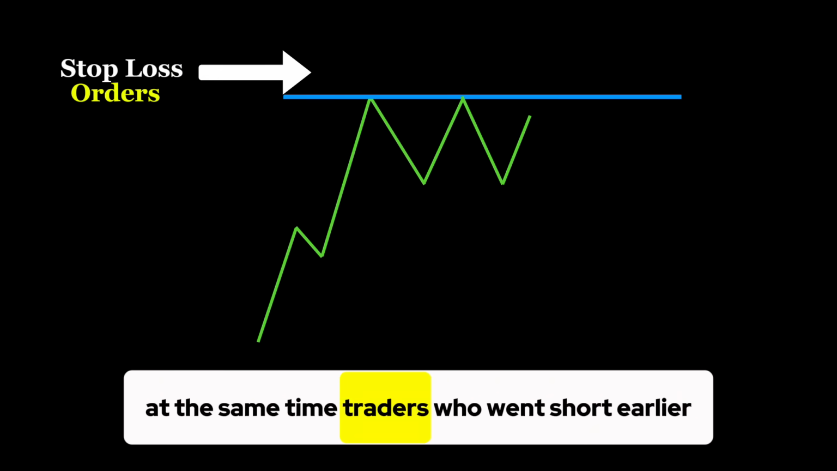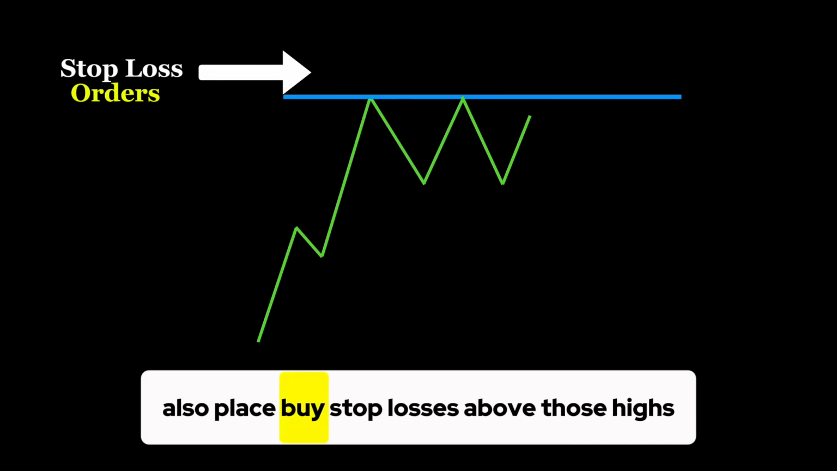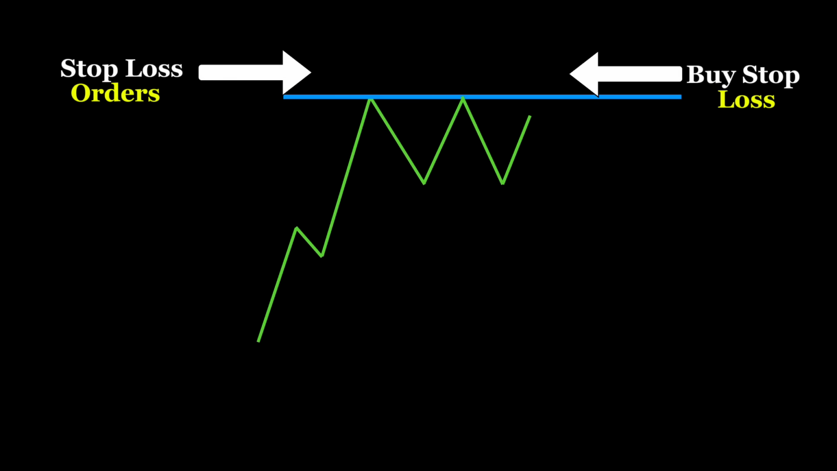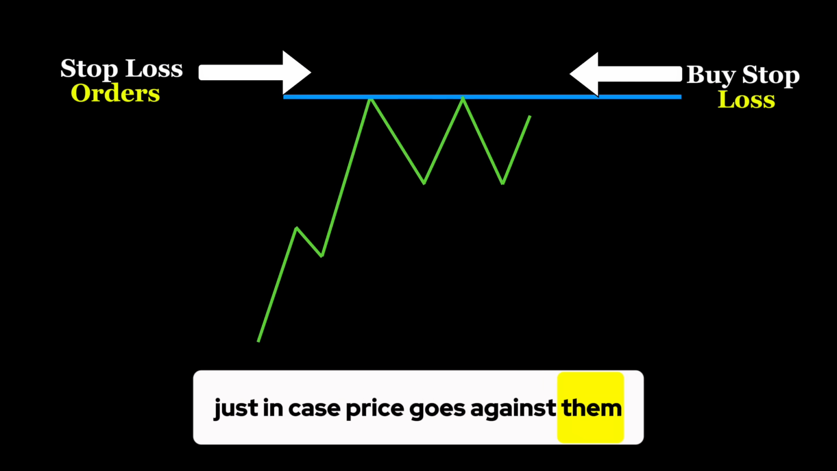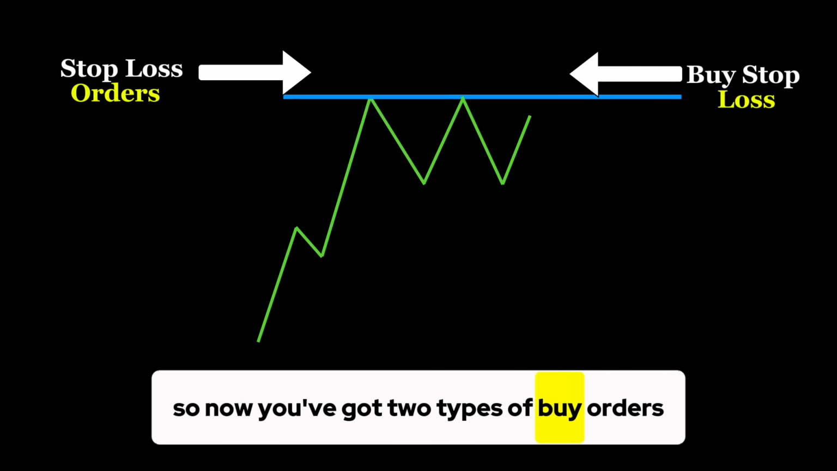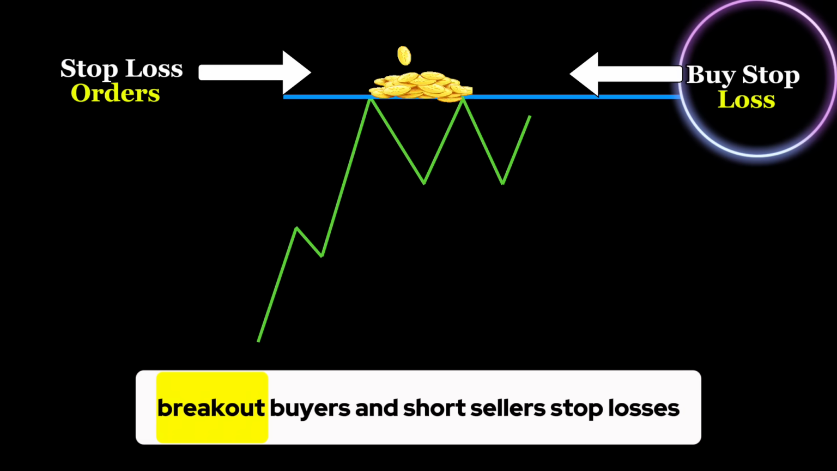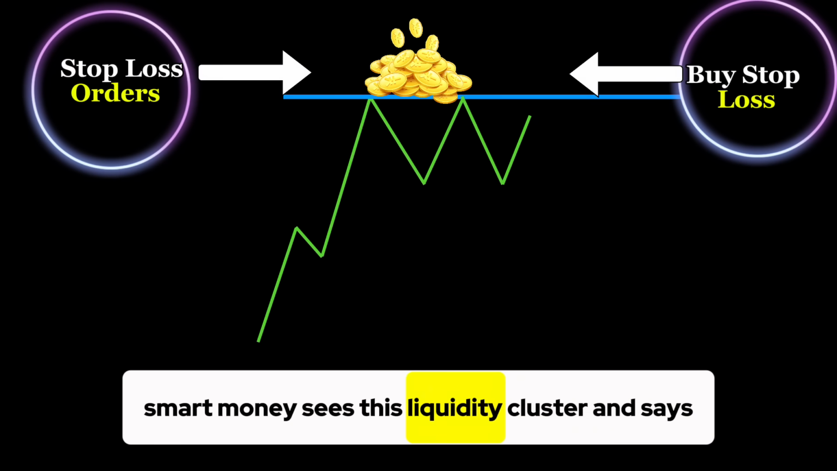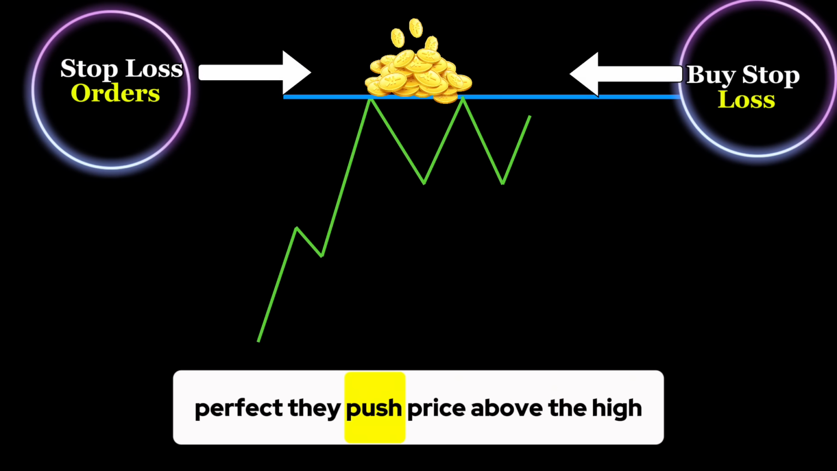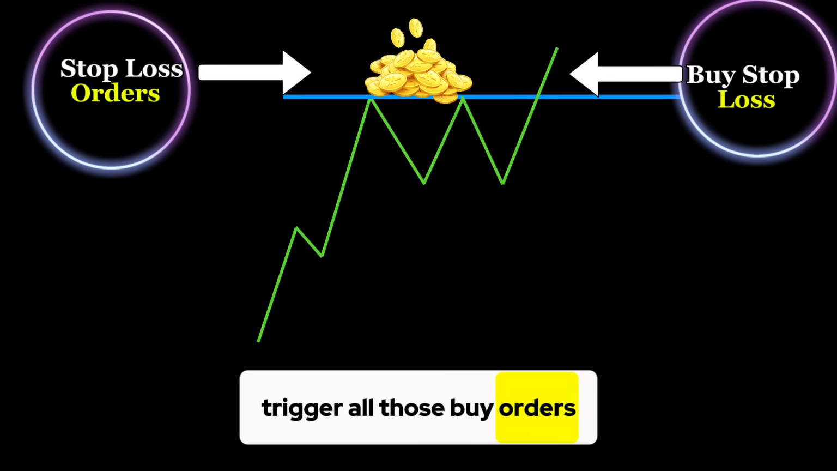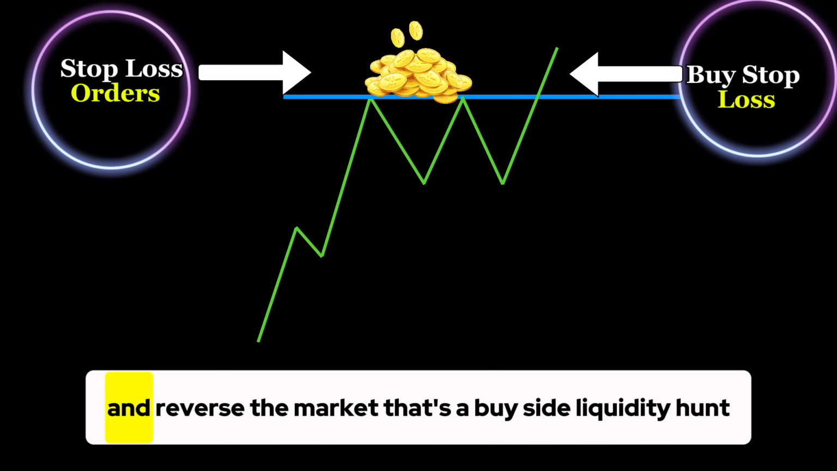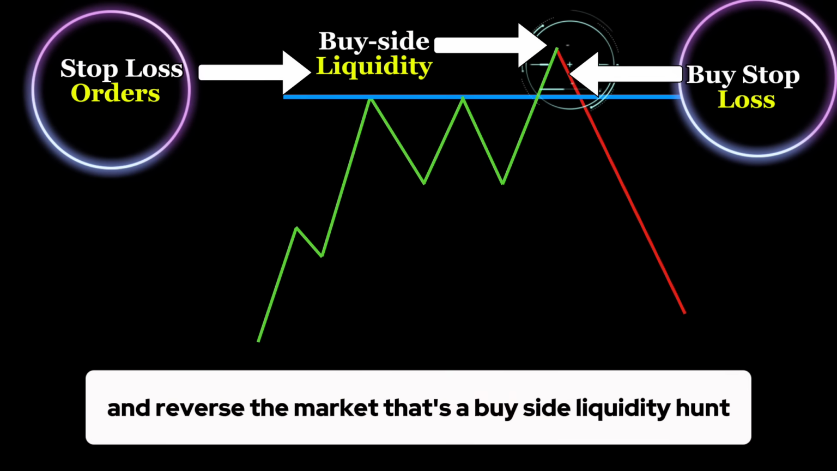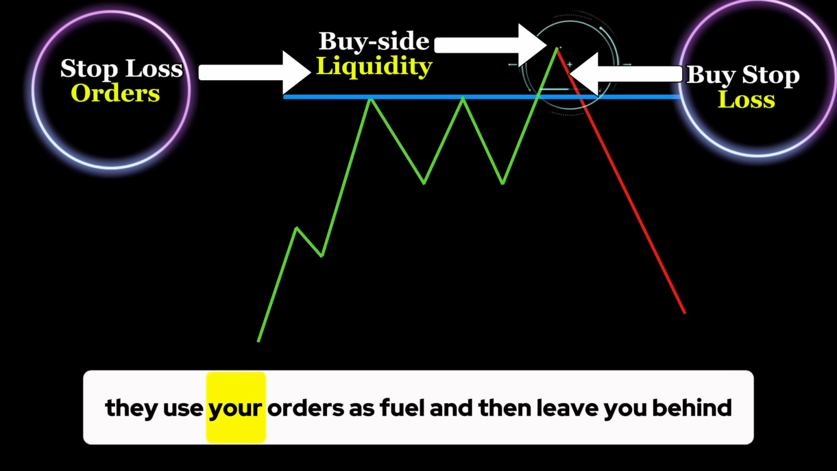At the same time, traders who went short earlier also place buy stop losses above those highs, just in case price goes against them. So now you've got 2 types of buy orders stacked above the high: breakout buyers and short sellers' stop losses. Smart money sees this liquidity cluster and says, perfect. They push price above the high, trigger all those buy orders, fill their own massive sell orders, and reverse the market. That's a buy-side liquidity hunt. They use your orders as fuel and then leave you behind.